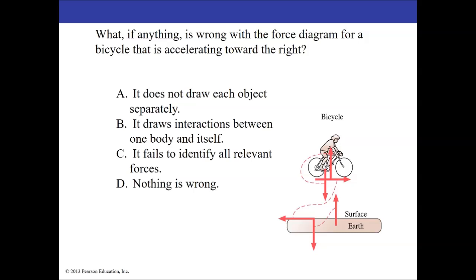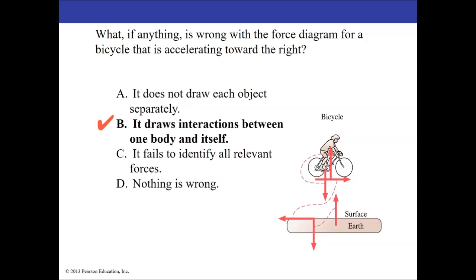Looks like the earth has got an upward force on it. Looks like the surface has a left and a downward force on it. And all the dashed lines indicate interaction pairs. So think about this question for a moment. All right, you might want to pause the video. But the answer here is B.